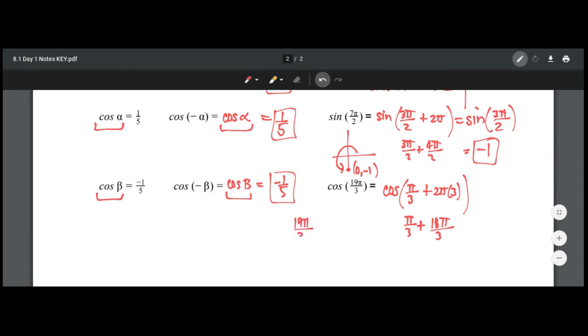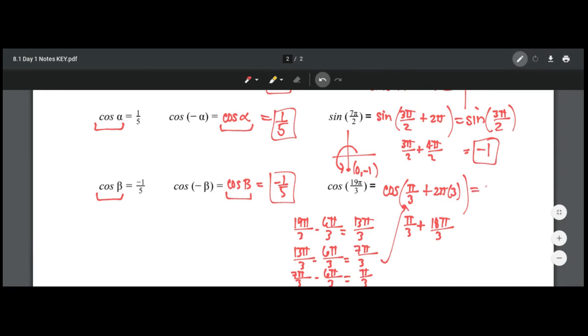So 19 pi over 3, subtract 2 pi, which would be 6 pi over 3, that would give me 13 pi over 3. And then keep subtracting off until you get to something that's within the first revolution around the unit circle. So once I have 7 pi over 3 and I subtract off 6 pi over 3, now I know I get down to 1 pi over 3. So that's how I know what my original angle would be before I rotate around the unit circle 3 times.